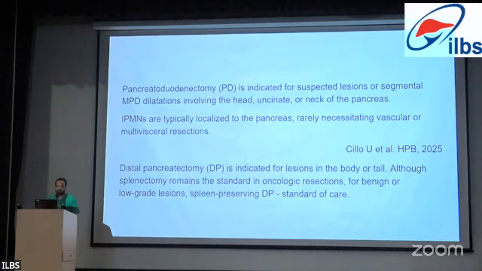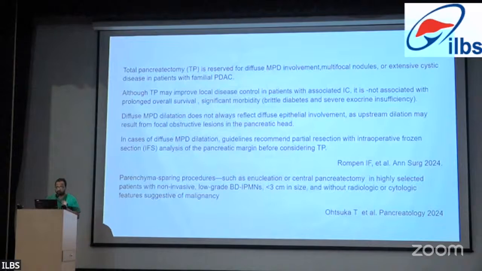Distal pancreatectomy is indicated for lesions of the body and the tail, although splenectomy remains the standard in oncological resections, while spleen preservation is possible for benign or low-grade lesions. Spleen-preserving distal pancreatectomy can also be done. Total pancreatectomy is mainly reserved for diffuse MPD involvement, multifocal nodules, extensive cystic disease, and patients with familial PDAC. Although total pancreatectomy may improve disease control, it is not associated with prolonged overall survival because of the significant morbidity associated with it, such as brittle diabetes and severe exocrine insufficiency. So every case has to be judged on a case-to-case basis if a patient has to undergo total pancreatectomy.